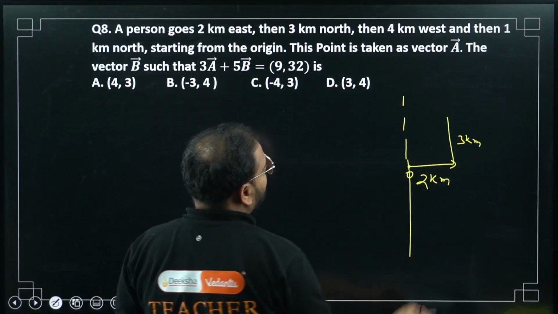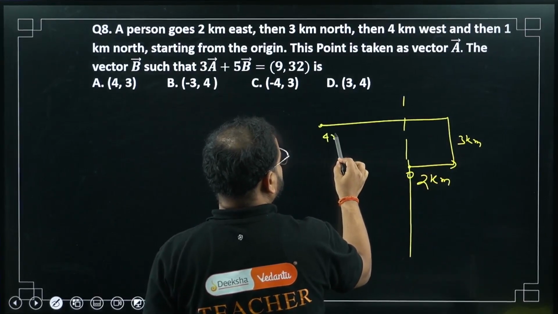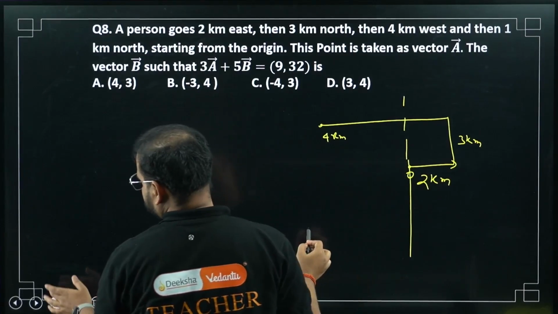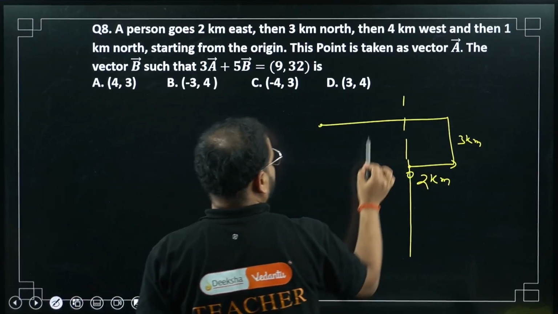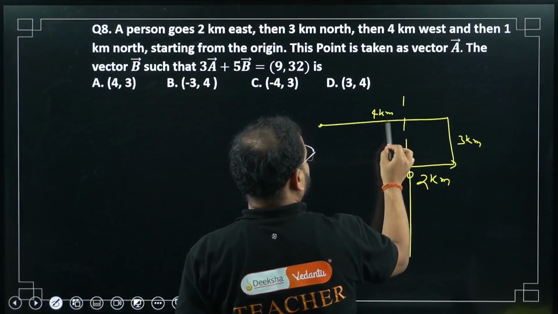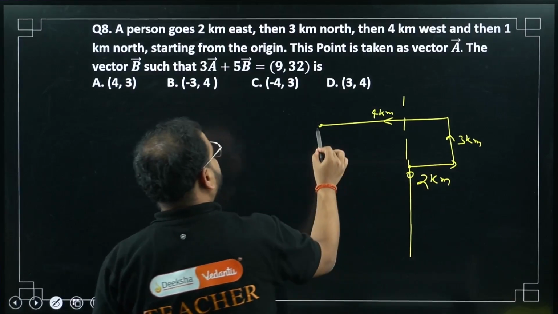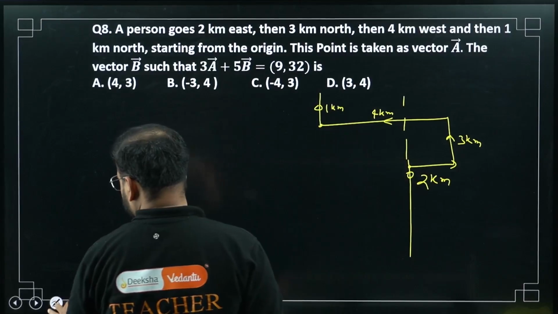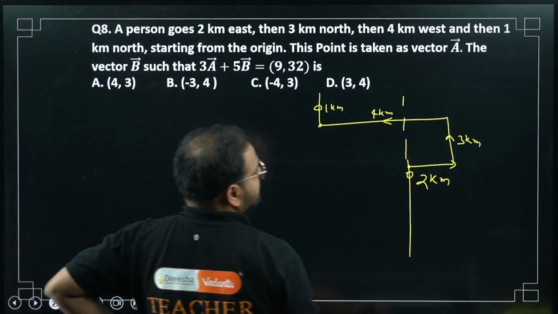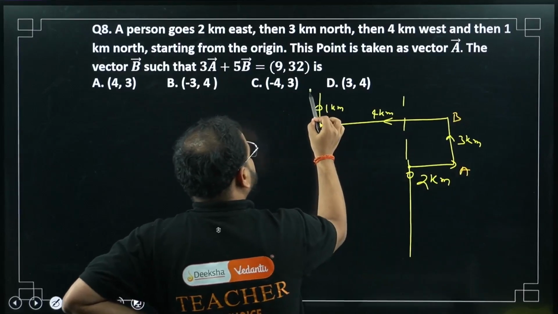Then he goes 4 kilometers west. He went over this side. This is 4 kilometers. He traveled this way, this way. Now from there he goes 1 kilometer north again. Let's name these points. So this is O, this is A, this is B, this is C, and now the final point is D.